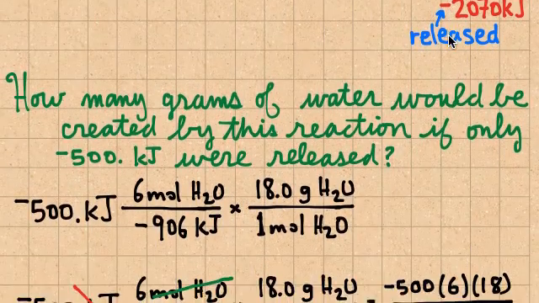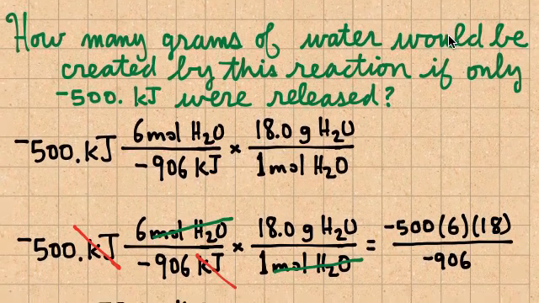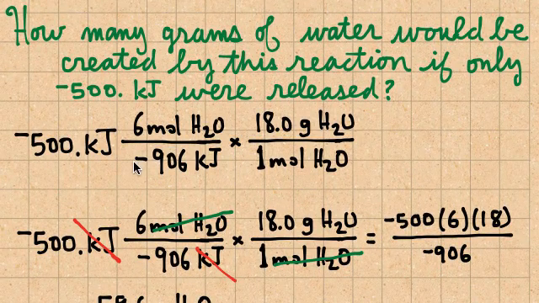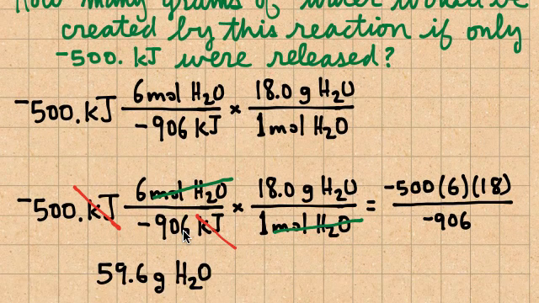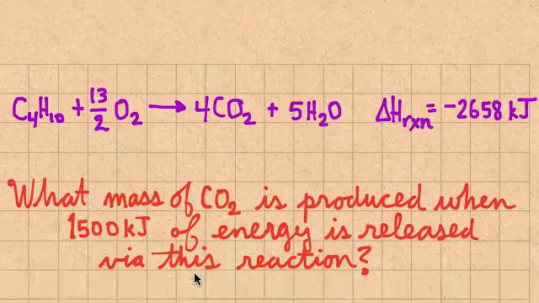How many grams of water would be created in this reaction if only 500 kilojoules were released? Similar conversion factor. I can relate the kilojoule number given after the equation to the moles of water in the balanced equation as a conversion factor. Then also, lastly, I converted moles of water to grams of water, which this step shouldn't be too mysterious, but this is totally new and interesting, and the cancellation works like that. 59.6 grams of water.